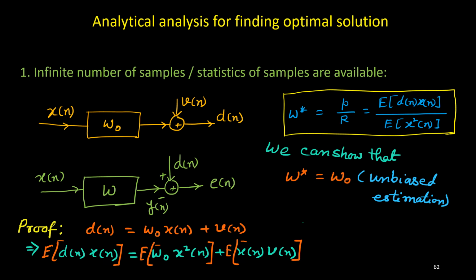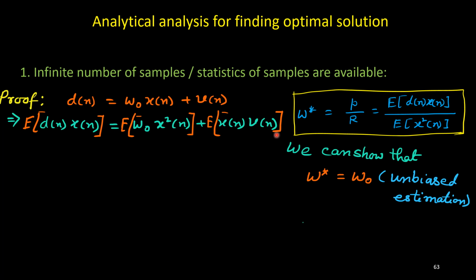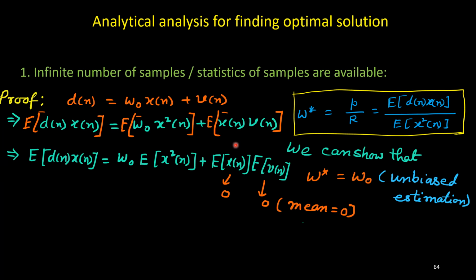As the expectation operator is a linear operator, we can take it individually. So this is the expectation operator on this one, this one, and this one separately, right? Now we'll focus on this one. So this is our equation now. Now we can simplify it: the left side is the same as expected value of dn xn, and here w naught is a constant independent of small n, so it is outside. Expected value of x square n only we can consider, and here this xn and vn are independent random. Okay, so we can take the expectation of xn multiplied by expected value of vn, and also we'll assume that both vn and xn have zero mean.